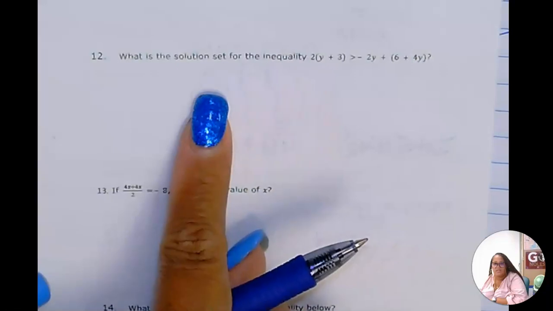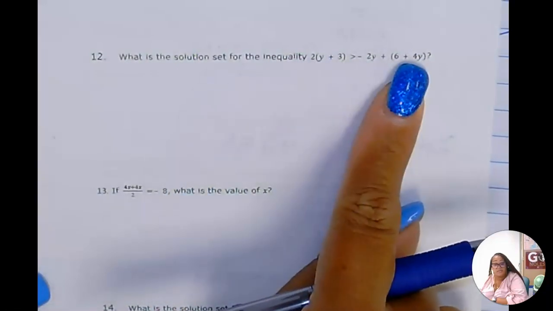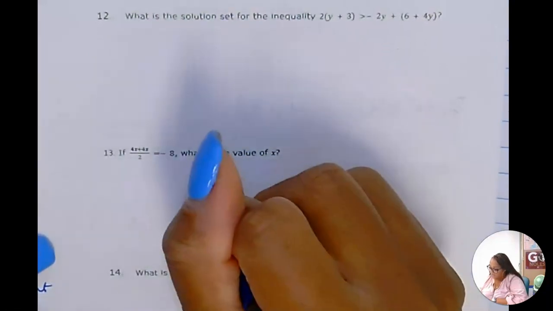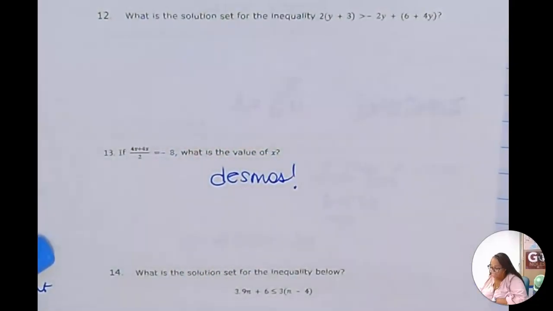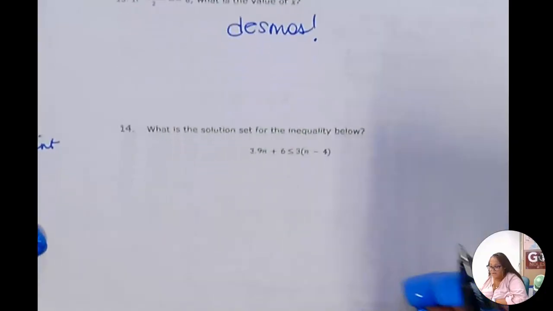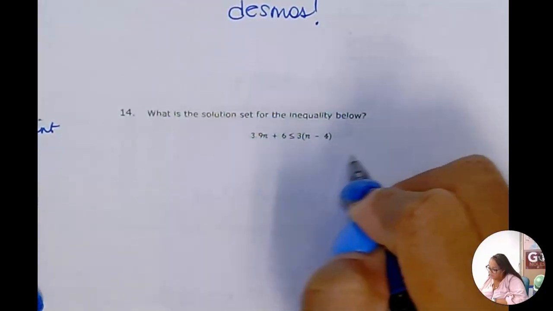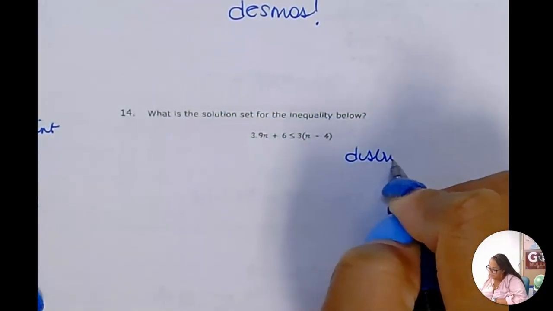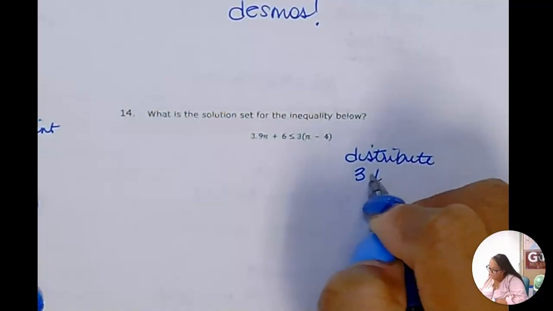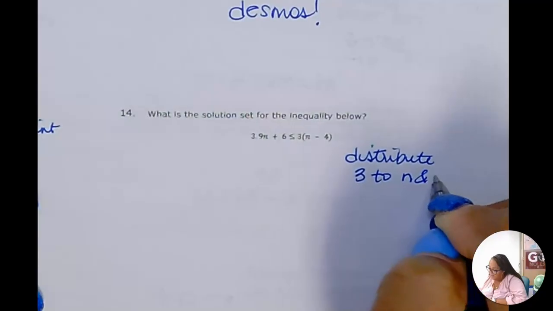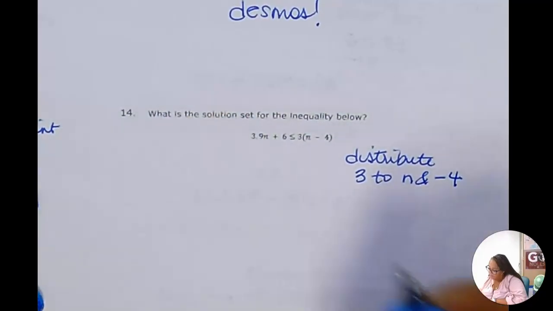You've got to determine, is the left actually greater than the right? Here, this is Desmos. And here, we've got to distribute 3 to the n and negative 4.